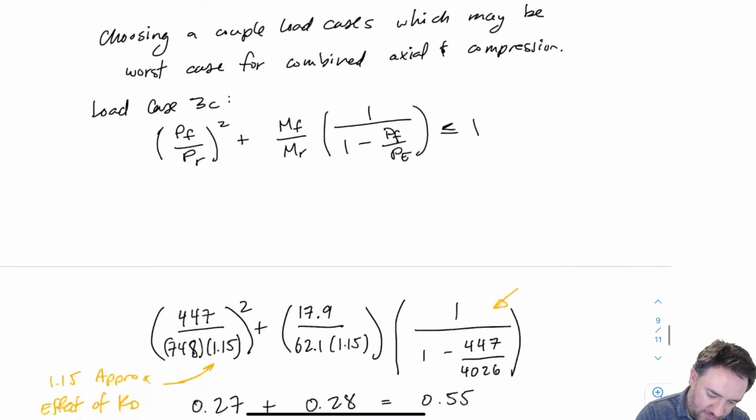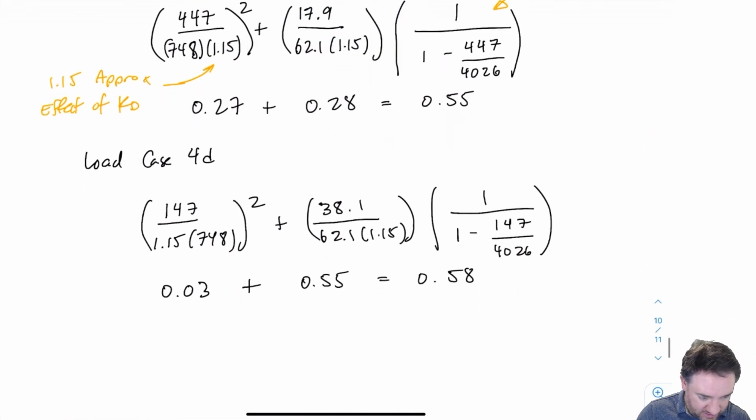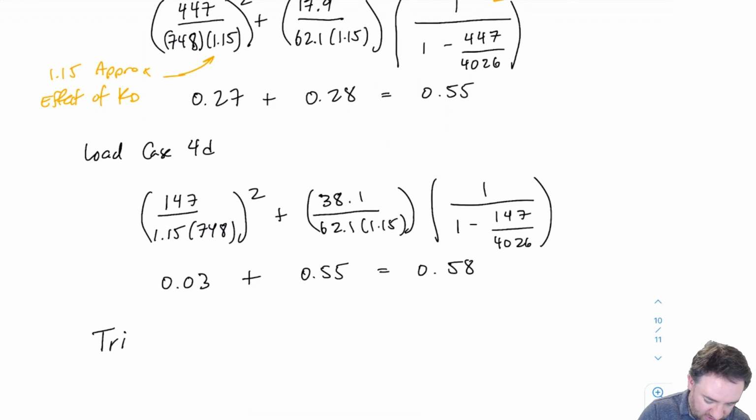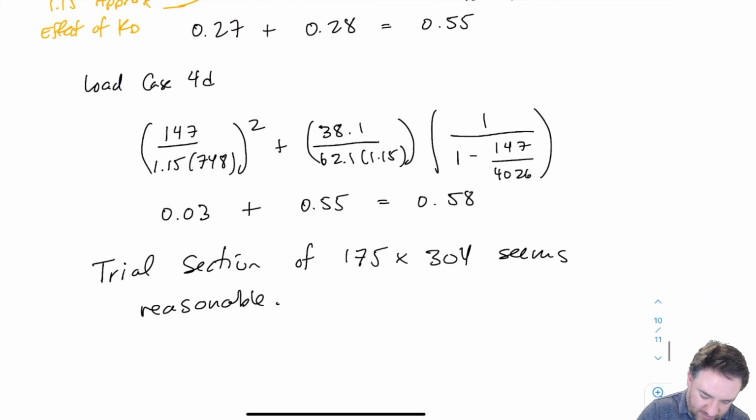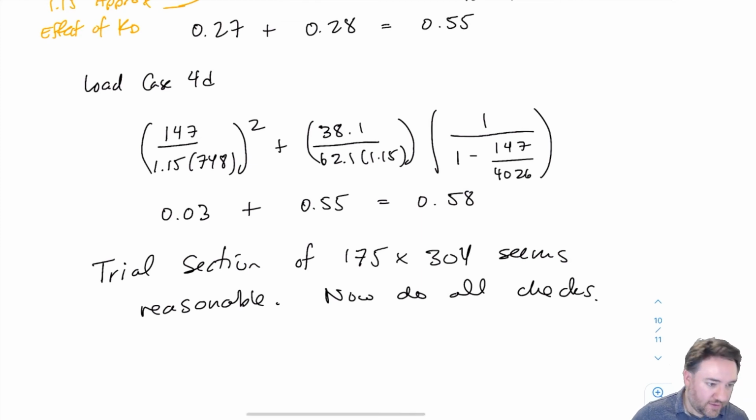So basically, at the end here, we're saying that our trial section of 175 by 304 seems reasonable. Now do all checks. And that's what we're going to start doing in the next video, starting with longitudinal shear resistance, since that's the one that we think is the closest, the shear resistance.